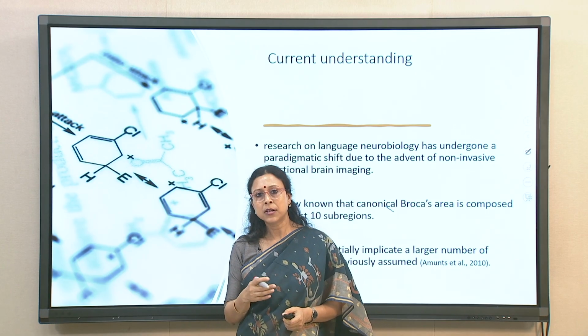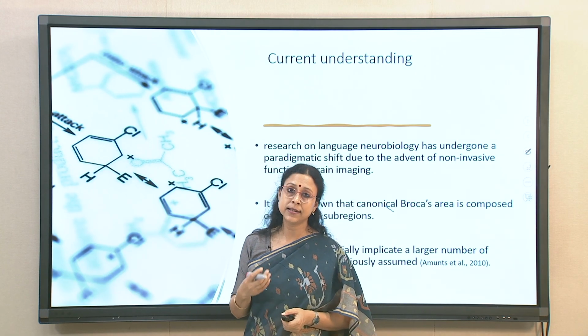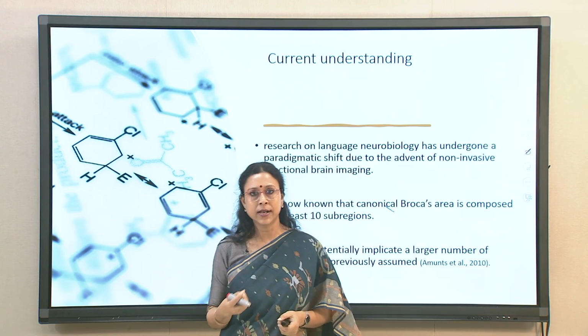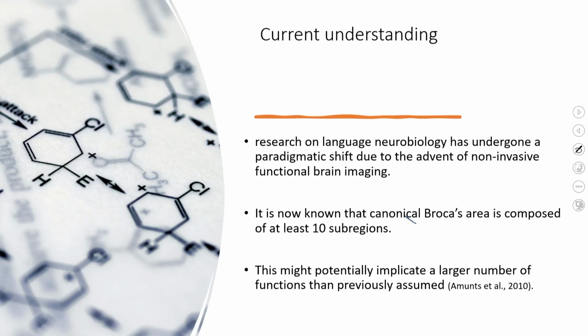That was the Wernicke-Geschwind model. But in the meantime, there have been many changes, and a lot of new data has come in. Research on language neurobiology has undergone a paradigmatic shift, primarily due to the various kinds of brain imaging techniques that have come up, like fMRI, EEG and so on. Because of all of that, we now have a lot more data, and it is known that the canonical Broca's area is composed of at least 10 sub-regions.